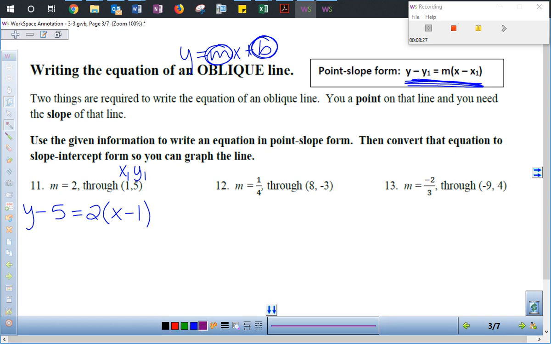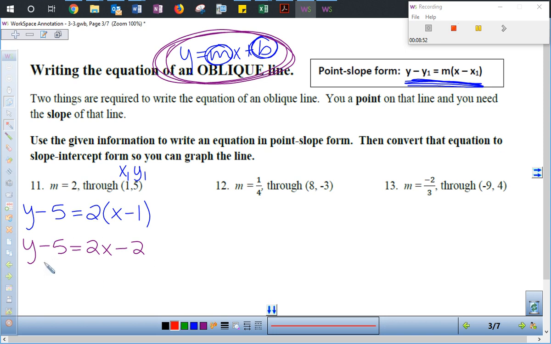Now, we can't leave our equation like that because we want it in slope-intercept form so it would be easier to graph in the future. So to get this equation in slope-intercept form, we need to solve it for the variable y. So the first thing I need to do is distribute that 2. My y minus 5 comes down. 2 times x is 2x. 2 times negative 1 is negative 2.